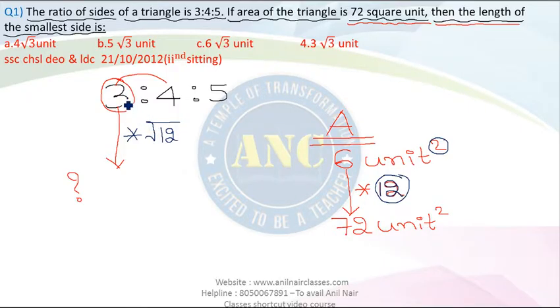Can I say that if the given question is in terms of length, unit, then I will multiply by root 12. If the asked question is in terms of area, which is unit square, I should multiply by root 12 whole square. Root 12 whole square is nothing but 12. That is what I have multiplied. Reverse is also true. Unit square is 12, I want unit. It is nothing but square root of 12.